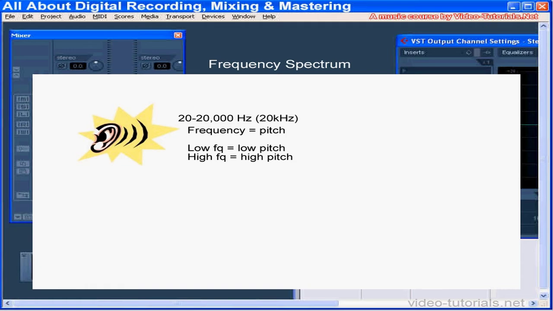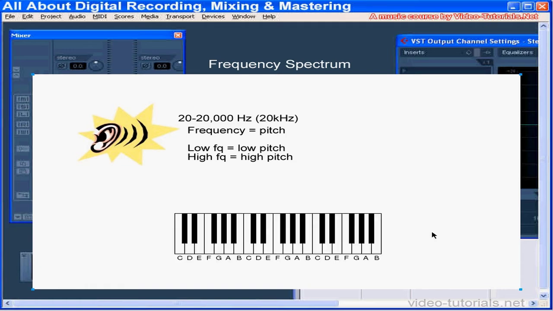20 Hz would be about an octave below the last note on your piano, and 20,000 Hz would be about 2 octaves above the highest C on a piano. When you double the frequency, you raise the pitch 1 octave. Middle C resonates at about 260 Hz. The C above it resonates at about 520 Hz, that's 520 cycles per second.